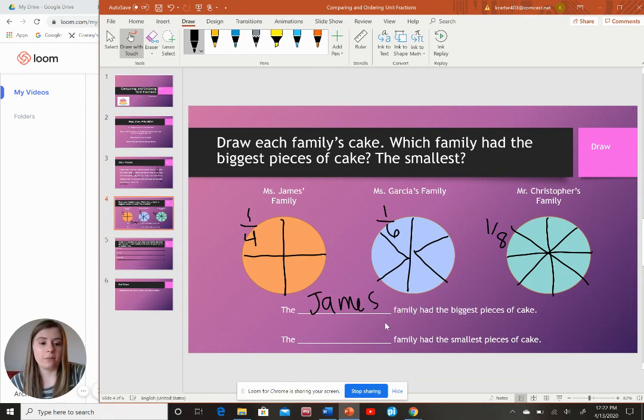And then the Christopher family had the smallest pieces of cake. So if we look, this one's biggest, this one's a little smaller. It looks like Mr. Christopher's is the smallest. Since they had 8 people, they had to share more. So the Christopher family had the smallest pieces of cake. All right, so that's our drawing step. We're done with that one, so we're moving on.